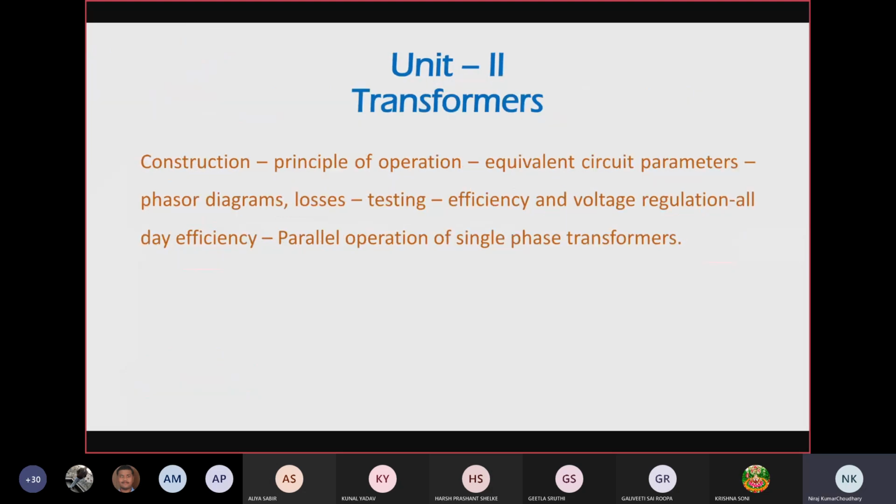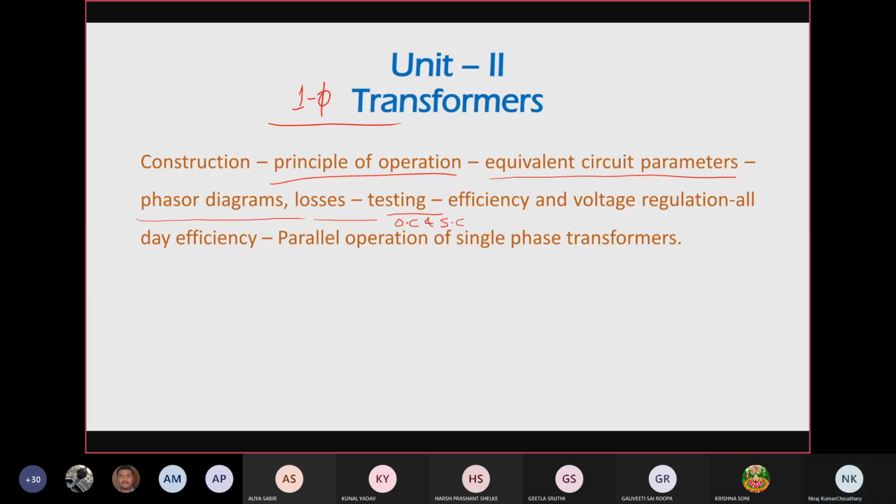And then in the second part of this chapter, you have single phase transformers. In the single phase transformer, we will study its construction, then principle of operation, then how equivalent circuit parameters can be estimated, then how we can draw the phasor diagram, and the different losses taking place in a single phase transformer. Then in the testing part, we have to mainly study OC and SC tests.